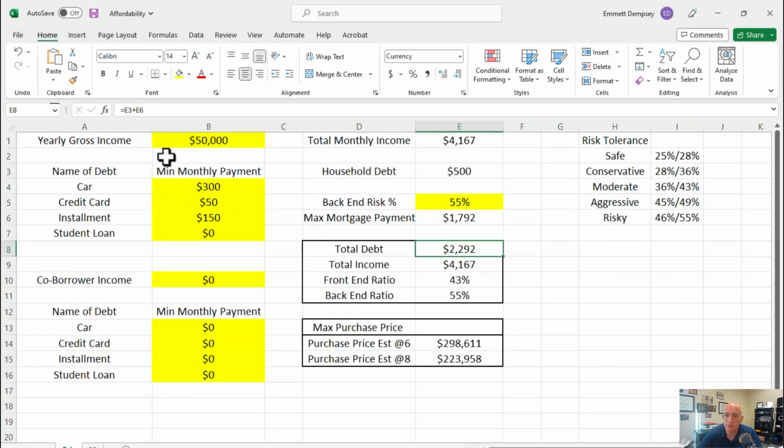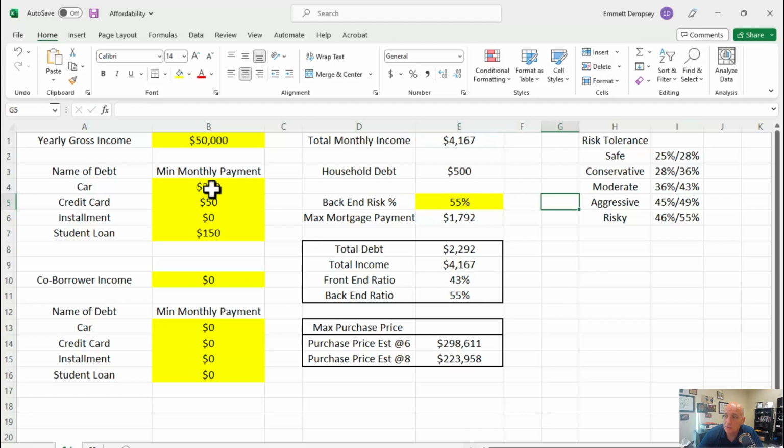So basically this is you entering your yearly gross income and monthly payments, so let's reset these. Let's go for a single borrower. Say you make $50,000 a year. That's roughly the median income in the United States. So basically that's $4,166.67 a month. Let's just say you have a car payment of $300, your credit cards are like $50, and maybe you have a student loan of about $150.